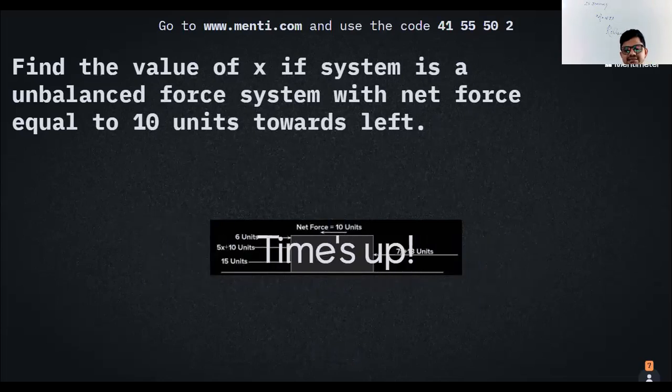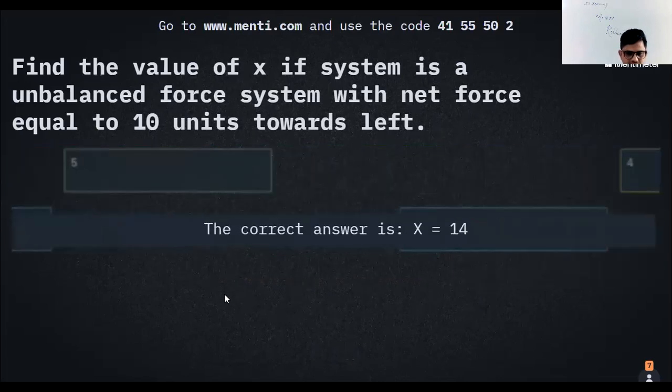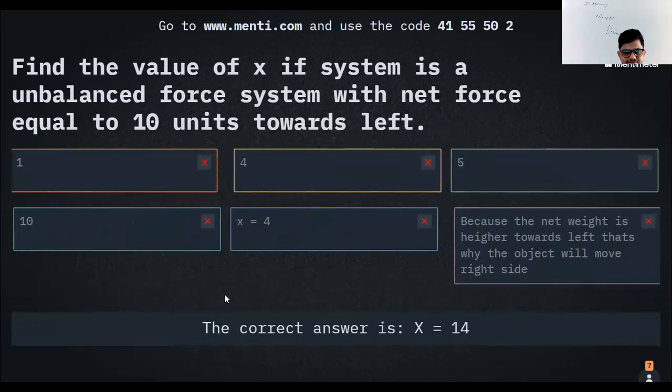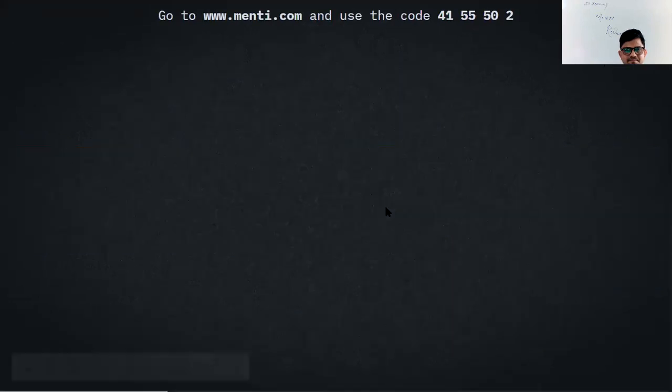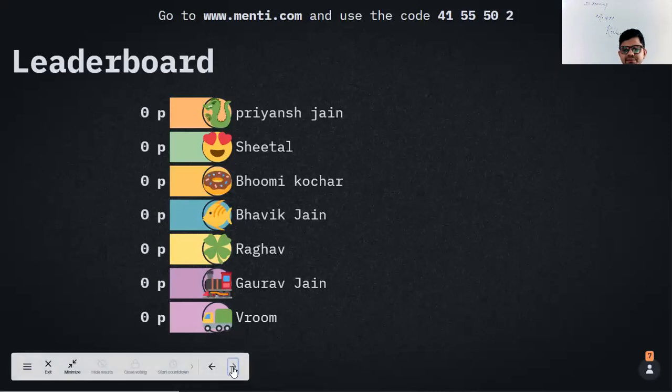Time up. I have got 6 and 7 answers. So the correct answer is x equals 14. And no one has got the correct answer. Nothing in the leaderboard.